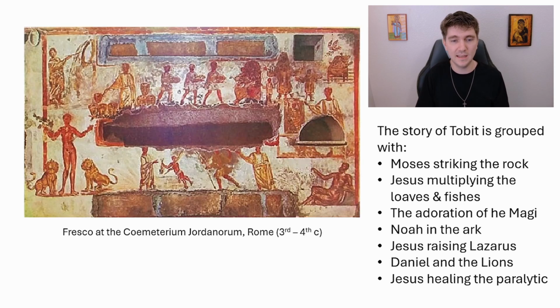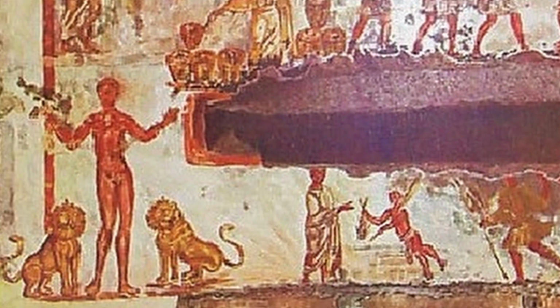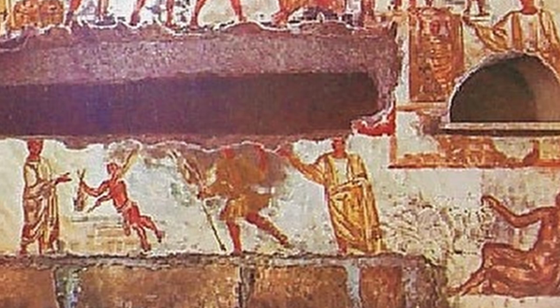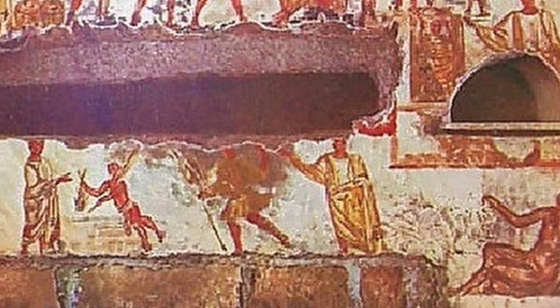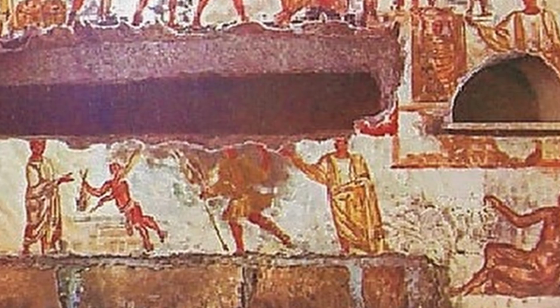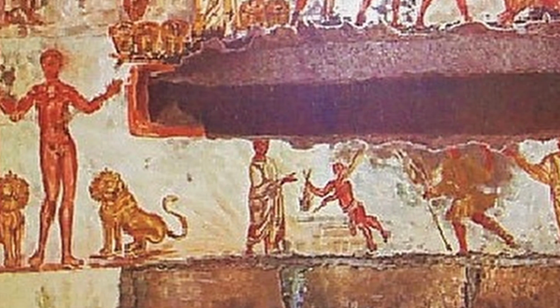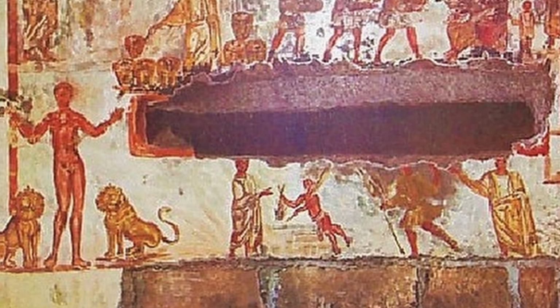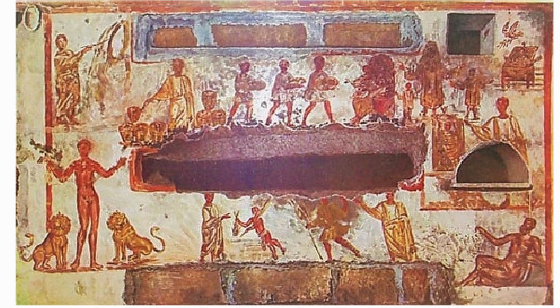There's the fresco in Rome. This is from the Coemeterium Jordanorum. And there's a whole bunch of biblical stories here. We have Moses striking the rock, Jesus multiplying loaves and fishes, the adoration of the Magi on here, Noah in the ark, Jesus raising Lazarus, Daniel and the lions, Jesus healing the paralytic. You'll notice all of these are biblical stories. They're not including any Gnostic, apocryphal, weird legend stories. They're including only biblical stories. And who's there right in the bottom in the middle is Tobit, Raphael, and the fish. So the story of Tobit here is being placed alongside, in the same wall, in the same array of biblical stories as all the other biblical stories.